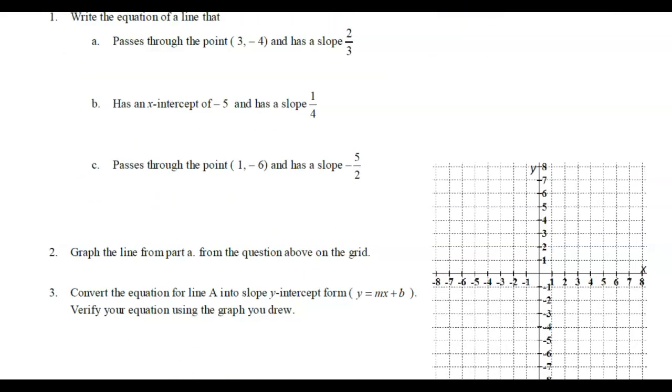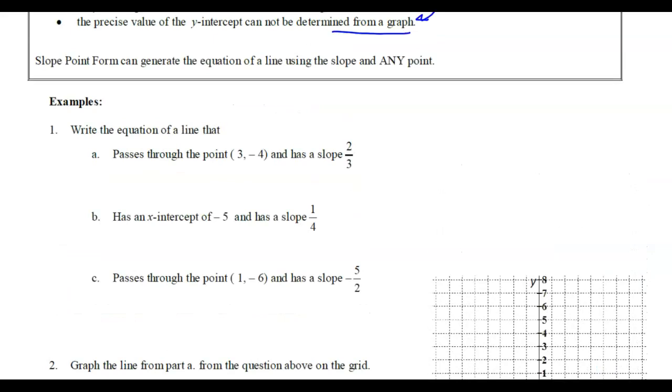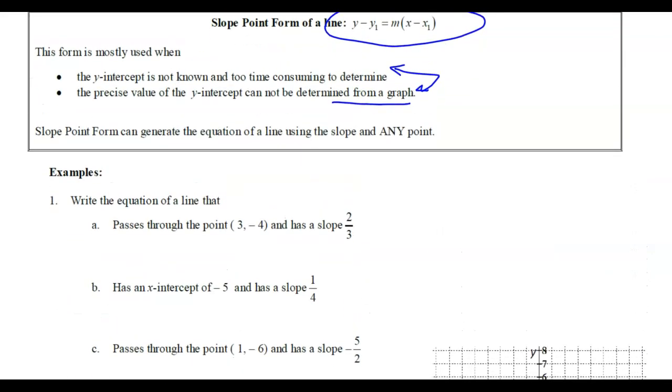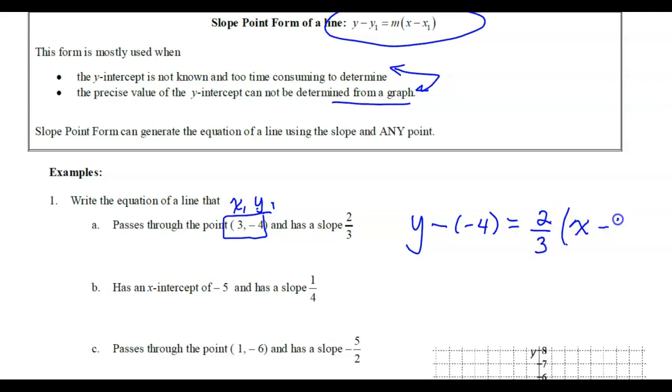All right, so let's practice. Let me keep it up there. So here, write the equation of a line that passes through this point and has slope 2/3. So this is your x1, y1. So your equation is y minus -4 equals the slope 2/3 bracket x minus 3, which is x1. And then we just always show without 2 brackets.